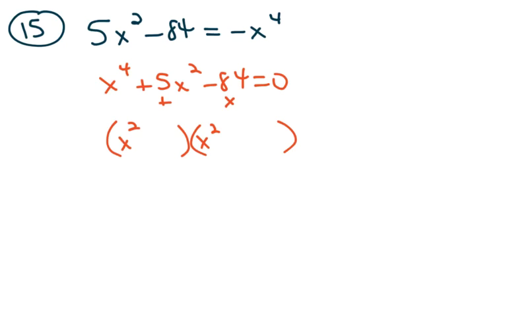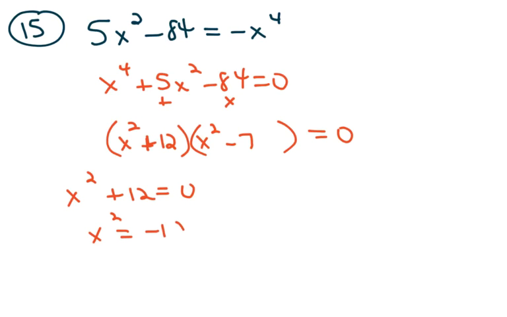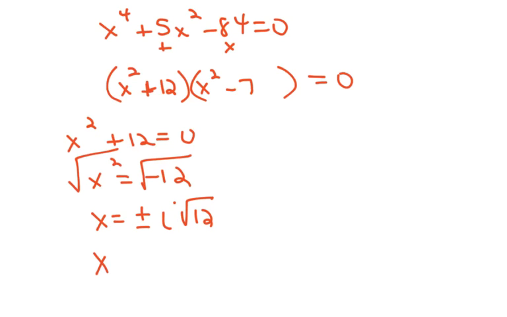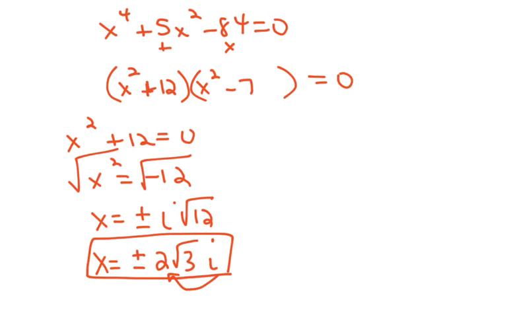The two numbers that multiply to give you negative 84, but when you add them give you 5, are going to be positive 12 and negative 7. And you could play around to figure that out. Now I'm going to do the zero product property. So x squared plus 12 is equal to 0, so x squared is equal to negative 12. When I square root that, I'm going to get x is equal to positive or negative i square root of 12, but square root of 12 can be simplified into 2 radical 3, and you can put the i here. You can put the i at the end. I want to say that traditionally it's written at the end.